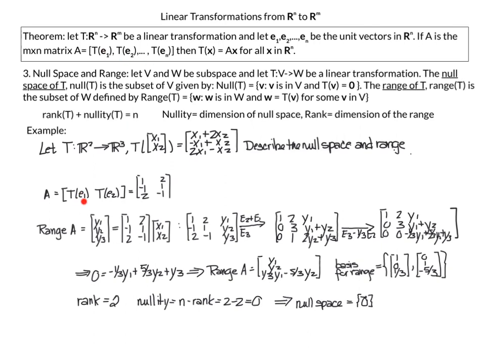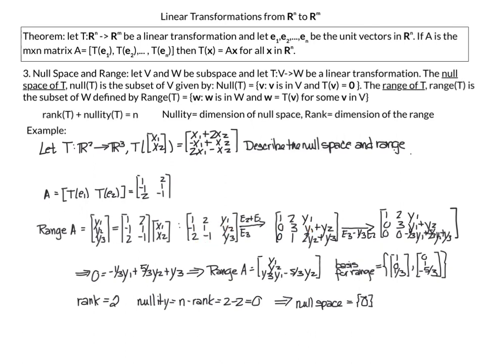So T of e1, if we plug in 1, 0 into this transform, we get 1, negative 1, 2. T of e2, when we plug in 0, 1 into this transform, we get 2, 1, negative 1. So I want to look at my range of A, which is equal to the y values when I multiply my matrix A times a vector x. To see what the y values look like, I'm going to solve my augmented matrix.